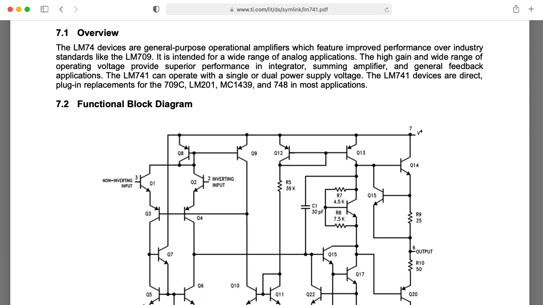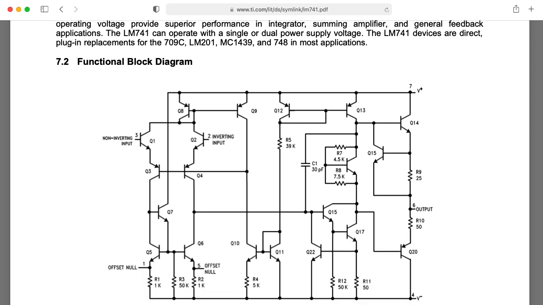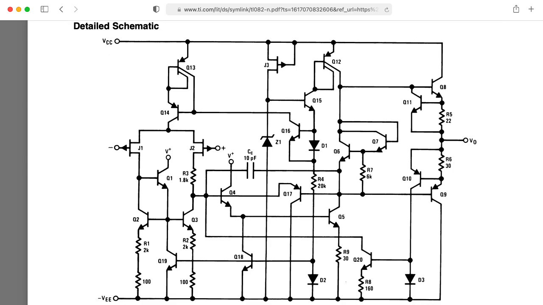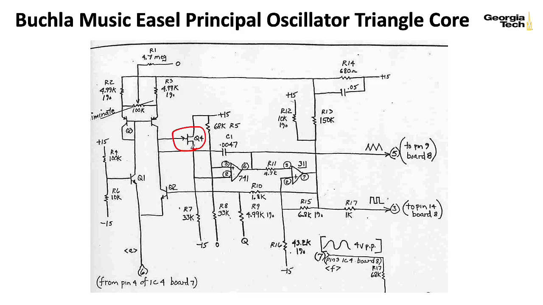The 741 has BJT inputs. The TL072 and TL082 have JFET inputs. So basically, they essentially have a JFET like this built into them. So that's the reason you won't see this on a 259 schematic.